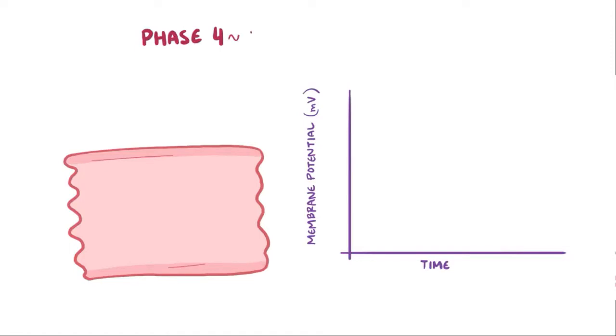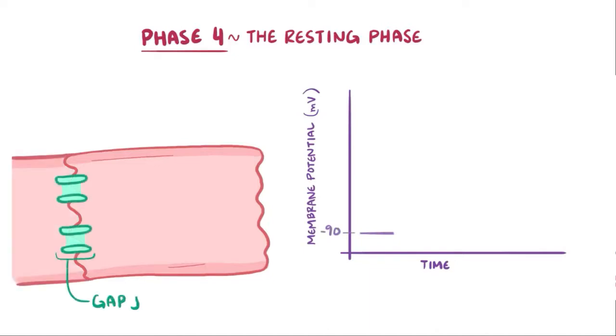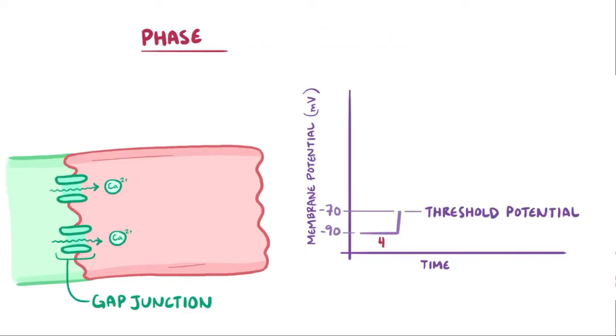In phase 4, or the resting phase, our little myocyte friend is at rest, hanging out with an overall charge or membrane potential of negative 90 millivolts. Now, the interesting thing is that it has gap junctions, which are openings between two myocytes. So when the myocyte's neighbor depolarizes, some ions, mainly calcium ions, start leaking through the gap junctions, and that makes the membrane potential go up to about negative 70 millivolts. Negative 70 millivolts is called the threshold potential, and it marks the start of phase 0.